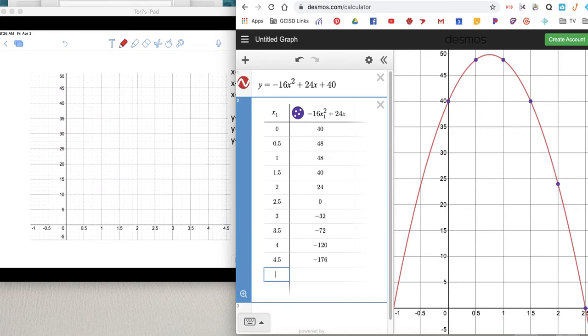Okay, let's take a second and graph those points. Again, if you need to pause it at any time, please do that. Our 0 started on 40. 0.5 went to 48, so that's up here. 1 goes to 48 again. Then we go back down to 40. 2 is just kind of under 25, and then 2.5 is at 0.